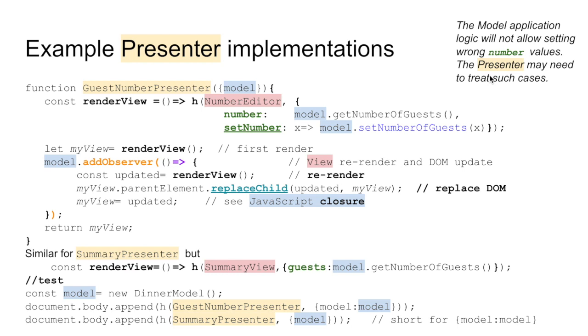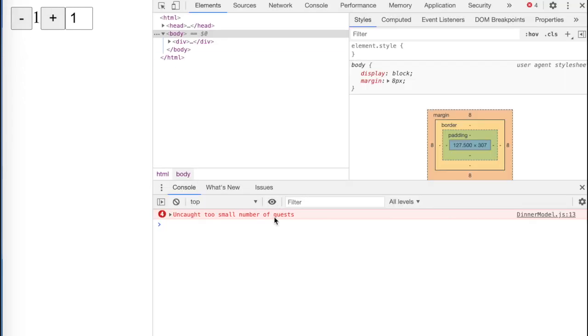What happens when the model refuses to update the number? Maybe we want to display something else, and so on. Here we have our number editor used as a view in a model view presenter architecture. What you see is that the model doesn't allow us to reduce the number of guests under 1 because of its application logic. We see them as errors in the console.